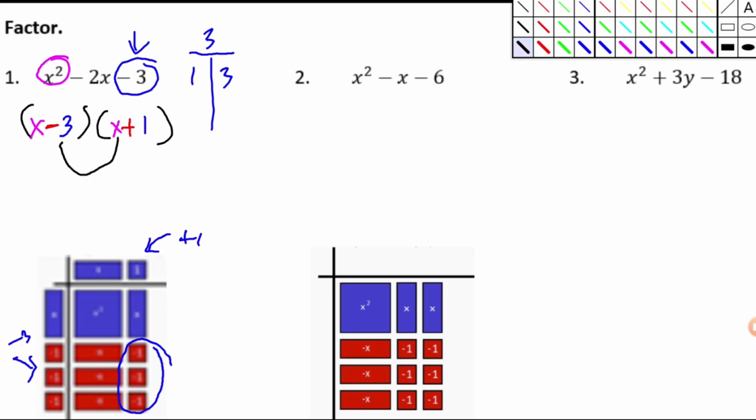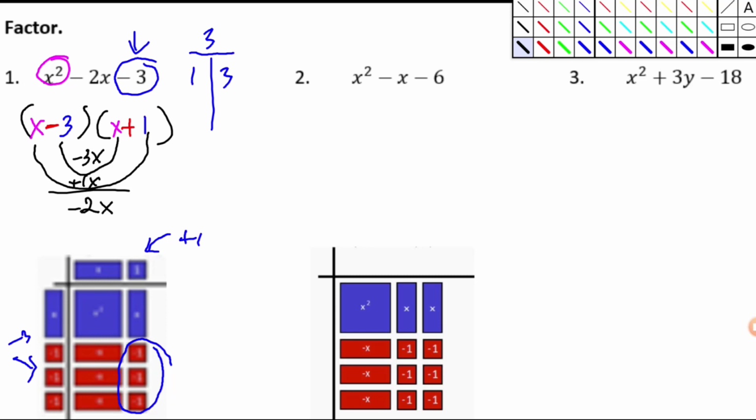So when I multiply these out, we get -3x. And I multiply these ones, I'm going to get +1x. And the sum of that is -2x. So yes, we're correct.